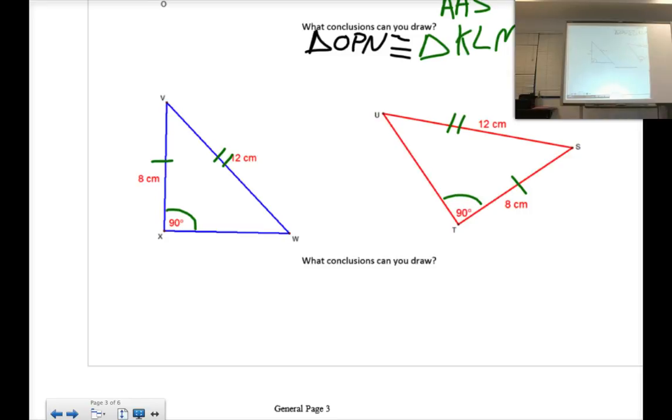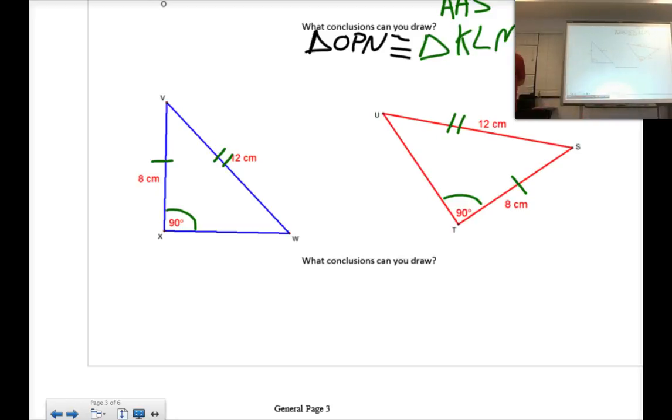Okay. The name of this theorem, I better not see anybody write a bad word on your paper. If you have a bad word on your paper right now, you better erase it. Okay? It's also not SSA. No, there is a conclusion. What kind of triangle is this? It's a right triangle. Okay? So this is a right triangle.